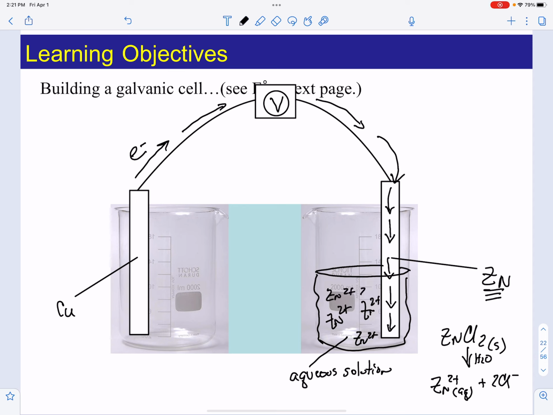So this solution is going to contain a lot of zinc 2 plus. And I'm using a compound of zinc because I want to keep everything more or less homogeneous. So what's going to happen?